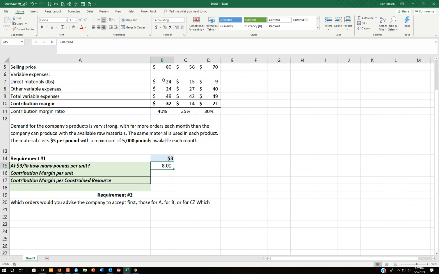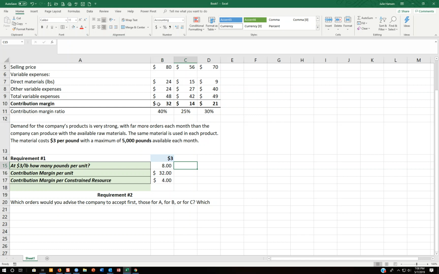Okay, so I had $24 in direct material, and that direct material cost me $3 per pound, so I must have used 8 pounds. 8 pounds times $3 a pound, $24, right? Okay, good. What's my contribution margin per unit? I'm just going to transfer that on down to over here. So my contribution margin per constrained resource is simply my contribution margin divided by my constrained resource. So that is $4.